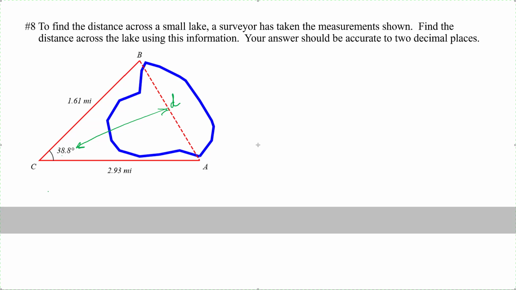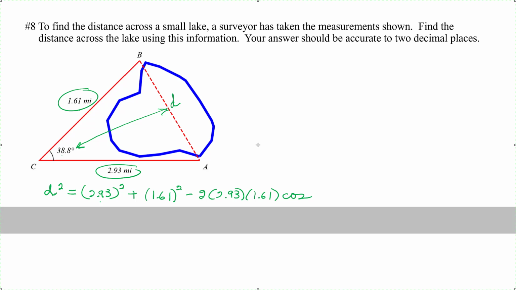And let's see, I'll go down here where I have some extra space. D squared equals, we take one side length, 2.93 squared, plus the other side length, 1.61 squared, minus 2 times our first side length here, 2.93, times our second side length, 1.61, cosine of the angle opposite D, which is 38.8 degrees.